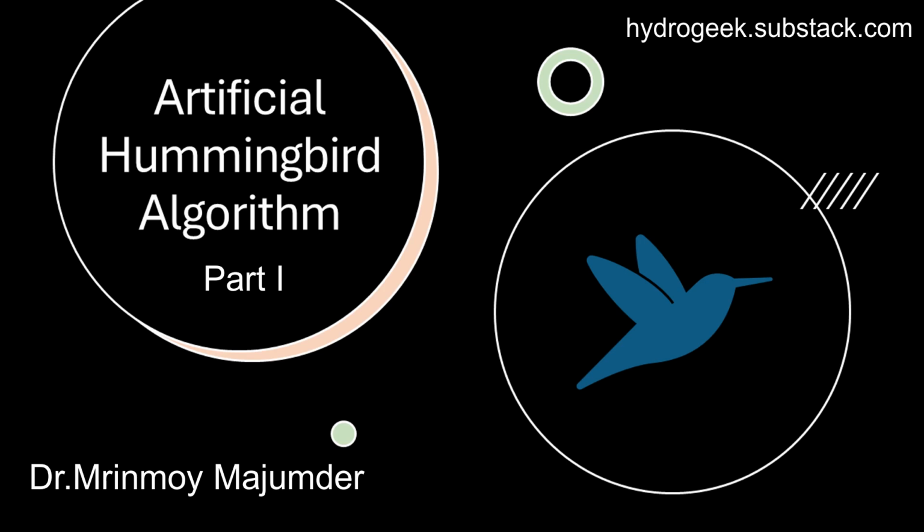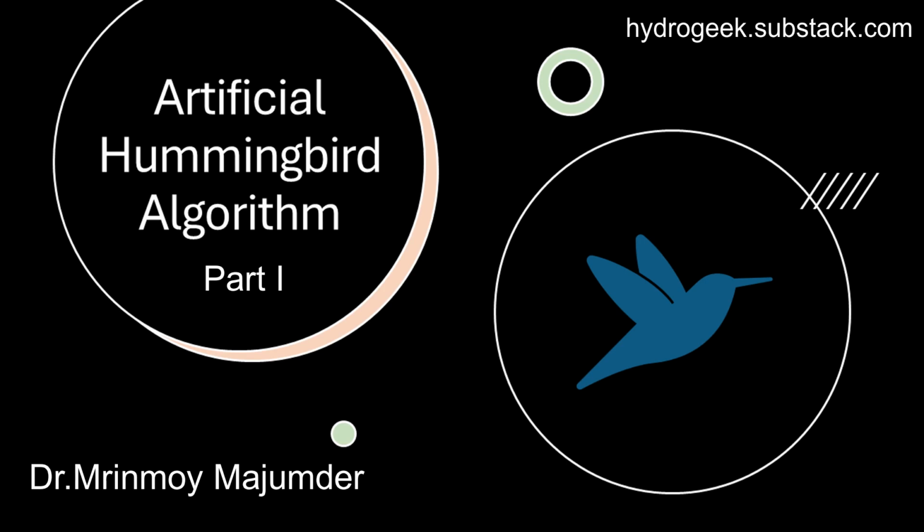except that flower. So these two things, this nectar refilling rate and this choice of flower source, are mimicked in the artificial hummingbird algorithm. So how is it mimicked?